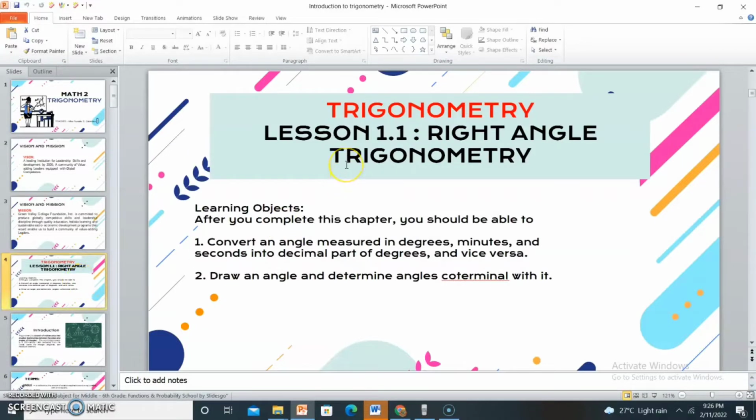So our Lesson 1, which is in trigonometry, is right angle trigonometry. Our learning objectives: after you complete each chapter, you should be able to first convert an angle measure in degrees, minutes, and seconds into decimal part of degrees and vice versa. Next is to draw an angle and determine coterminal angles.